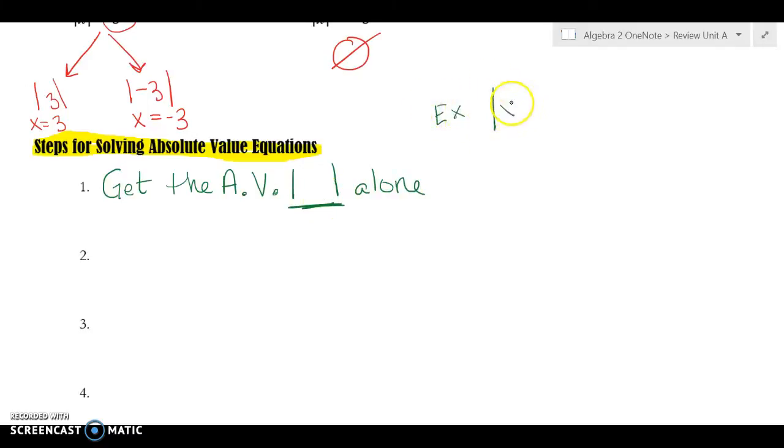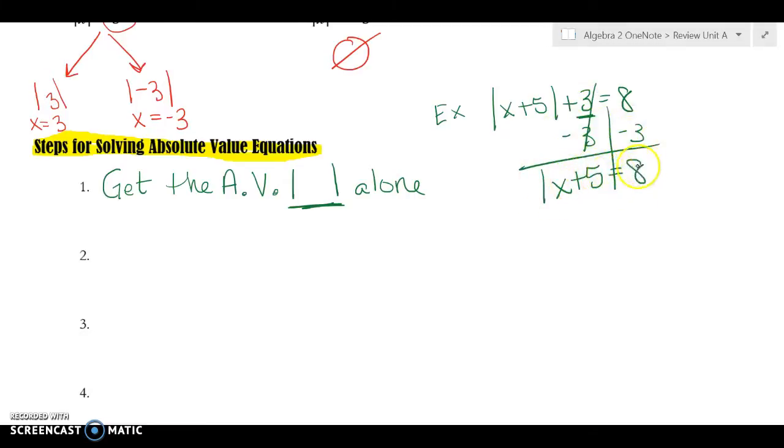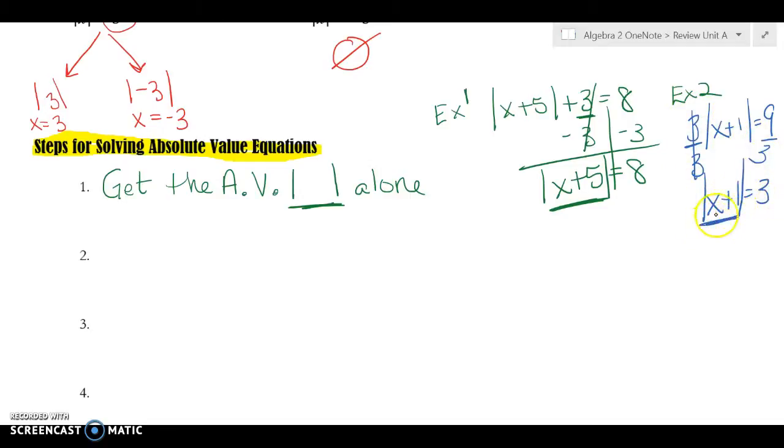If I have the absolute value of x plus 5, plus 3 equals 8, this thing I have to get rid of. So to get rid of it, I'm going to subtract it. That works because now my absolute value is alone. Here's another example. If I have 3 times the absolute value of x plus 1 equals 9, this I have to get rid of, so I divide both sides by it. Now my absolute value is alone. That's what it means by alone. There's stuff inside, and inside is okay, but there's not a plus and there's not a times on the outside.